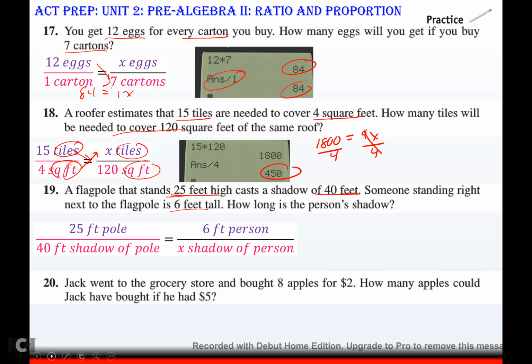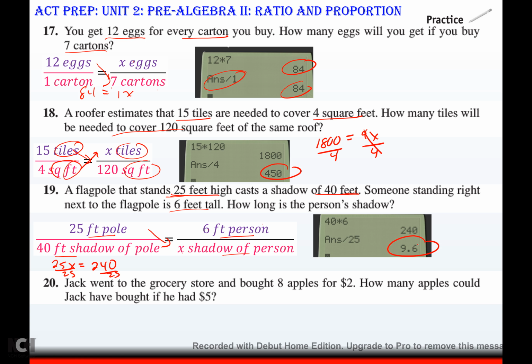So we set up the proportion. They gave me a 25-foot pole and 40-foot shadow. So the height of the object is on top and shadow of the object is on bottom. And they got to give me one. They gave me the height of the person was 6. So the shadow is what I'm looking for. Cross multiply, you get 25x equals 240. Divide by 25, and you get 9.6.